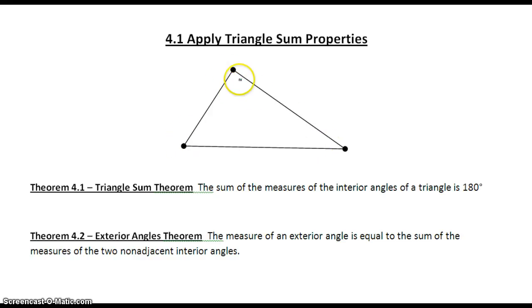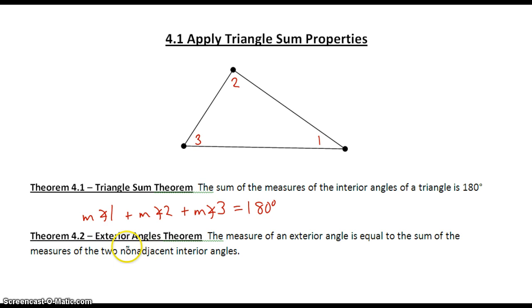A triangle is made up of 3 sides and 3 angles. And the triangle sum theorem says the sum of the measures of all 3 angles is always 180 degrees. So if I take the measure of angle 1 and add the measure of angle 2 and add the measure of angle 3, for an answer, I will get 180 degrees no matter what kind of triangle I have.